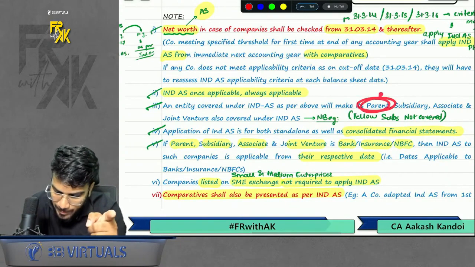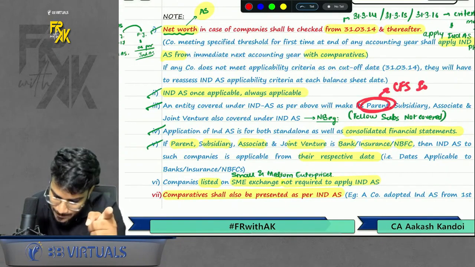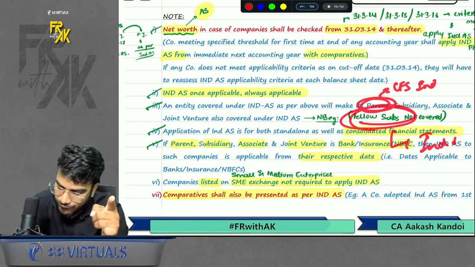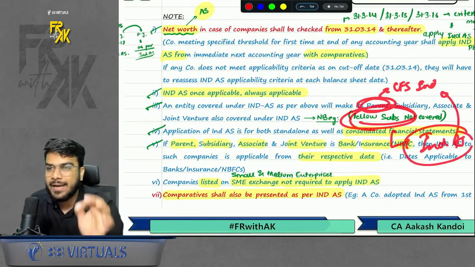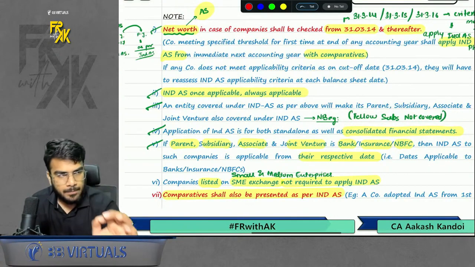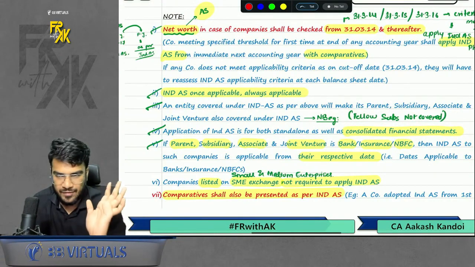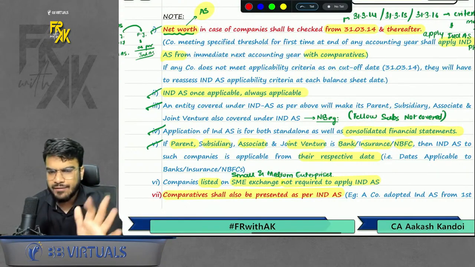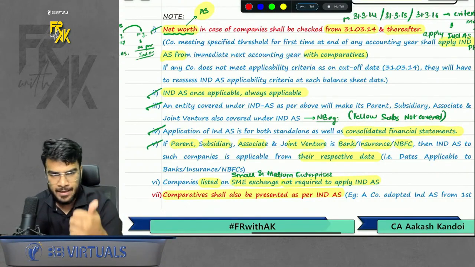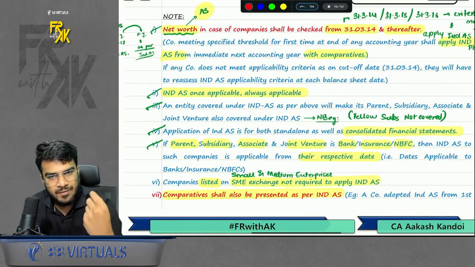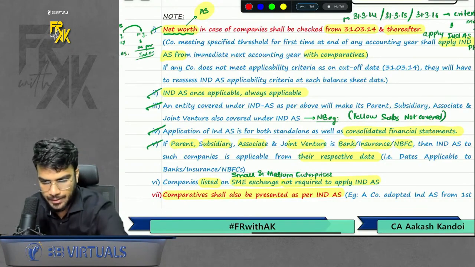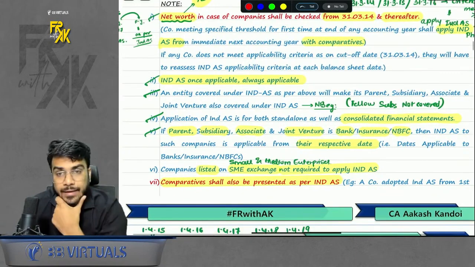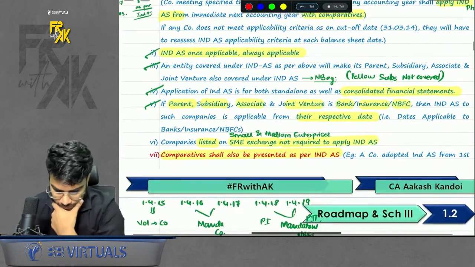For the purpose of the parent preparing CFS as per IND AS, even if this fellow subsidiary is not following IND AS, they will have to submit the data to the parent as per IND AS for the proper preparation of CFS. So this fellow subsidiary which is not getting covered will prepare its normal financials as per AS, but for the purpose of CFS, they will also have to submit the data as per IND AS. Clear? Can we proceed further?